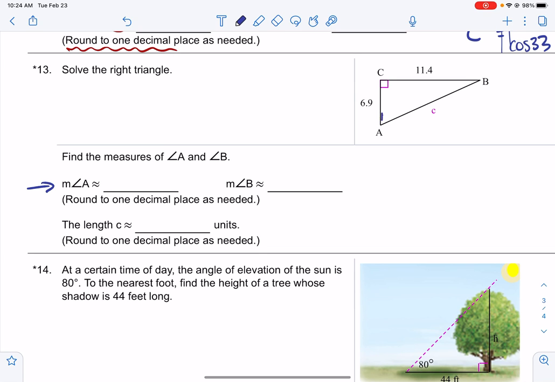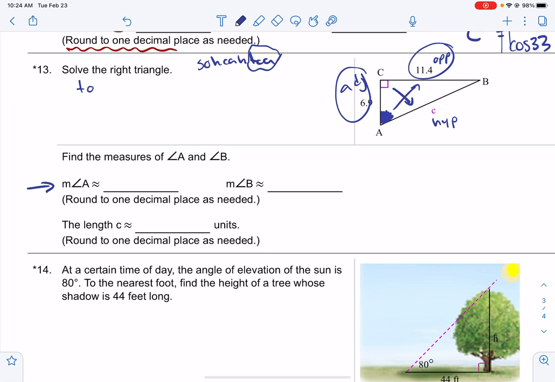I'm looking for angle A, which is right here. So to find angle A, I need to label my triangle. So this is my hypotenuse. Now when I label my triangle, I'm basing my labels off of angle A because that's what I'm looking for. So 11.4 is my opposite because it's across from angle A, and that means 6.9 is my adjacent. Okay? So to find angle A, I've got adjacent and opposite. So when I think about SOH CAH TOA, what uses adjacent and opposite? And that's going to be the last one, tangent.